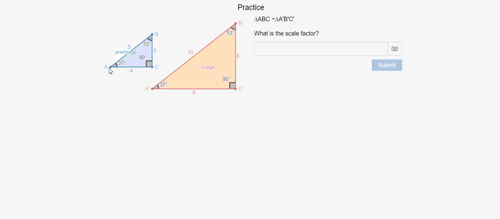Let's take a look at the angles. We have angle A with A prime. Notice how they're the same with 37. Angle B with B prime, 53s. C with C prime, 90. So we have the corresponding angles that are congruent for our similar figures.